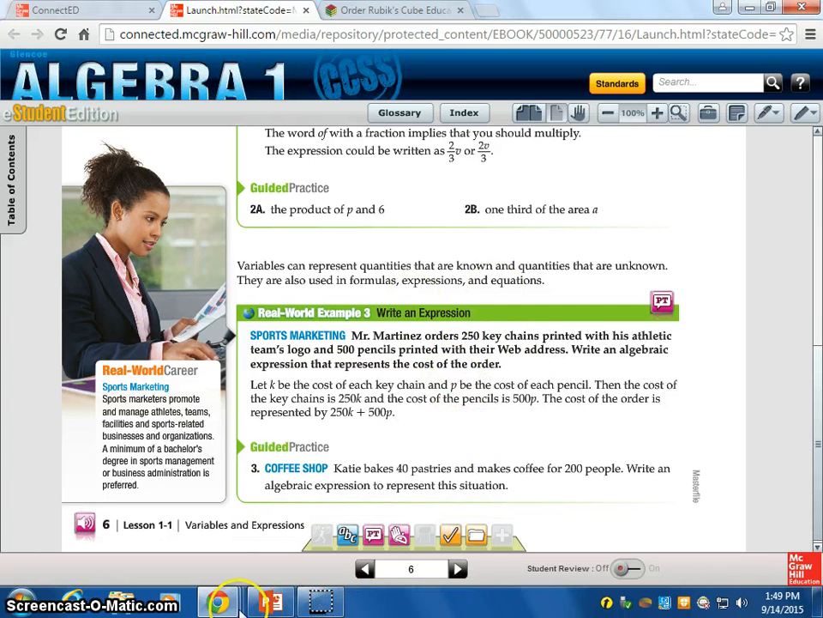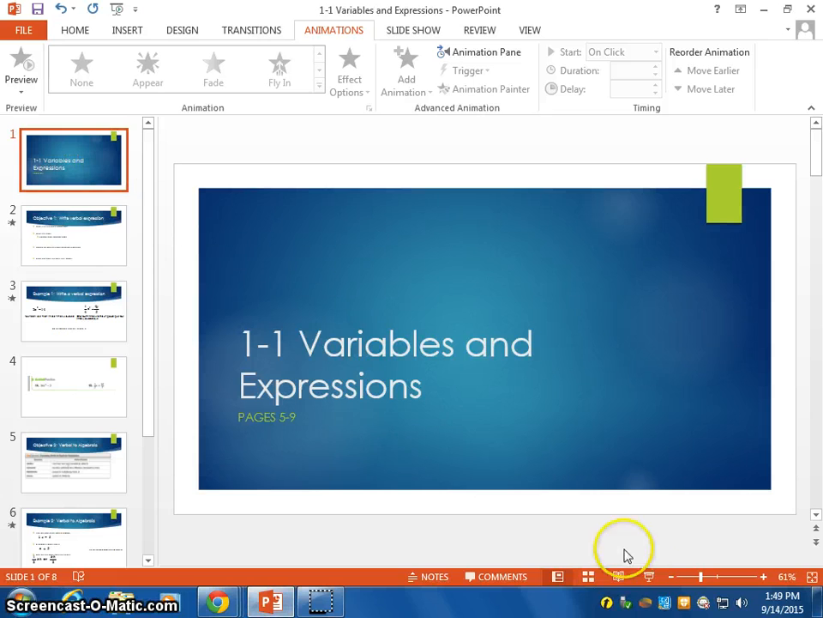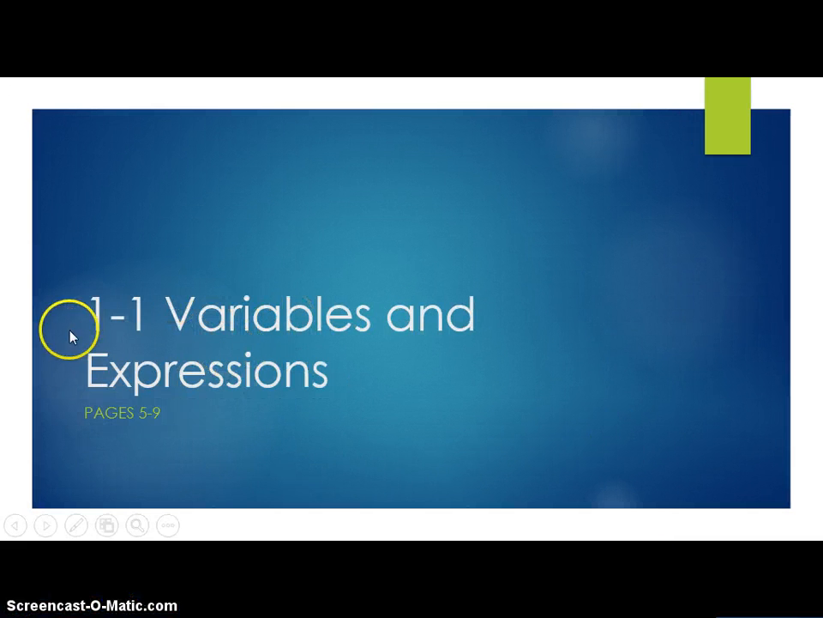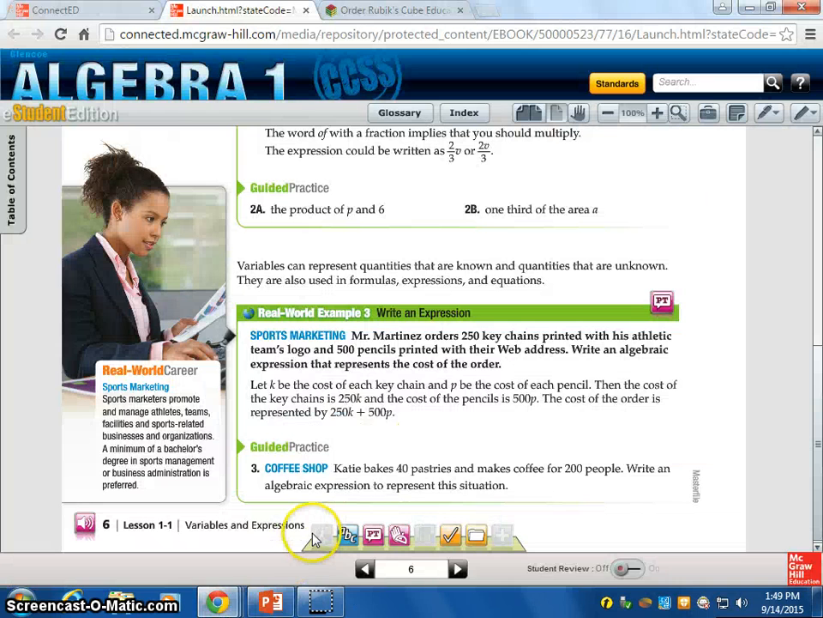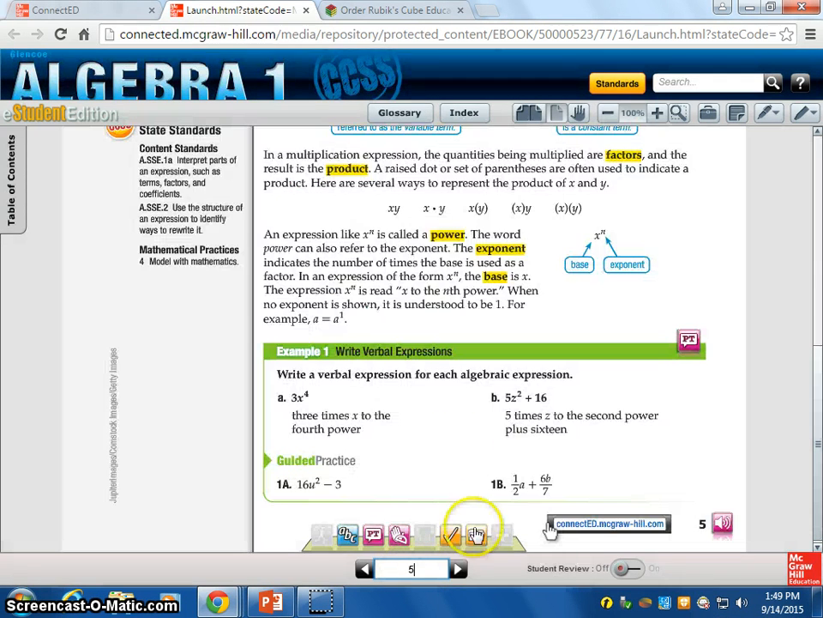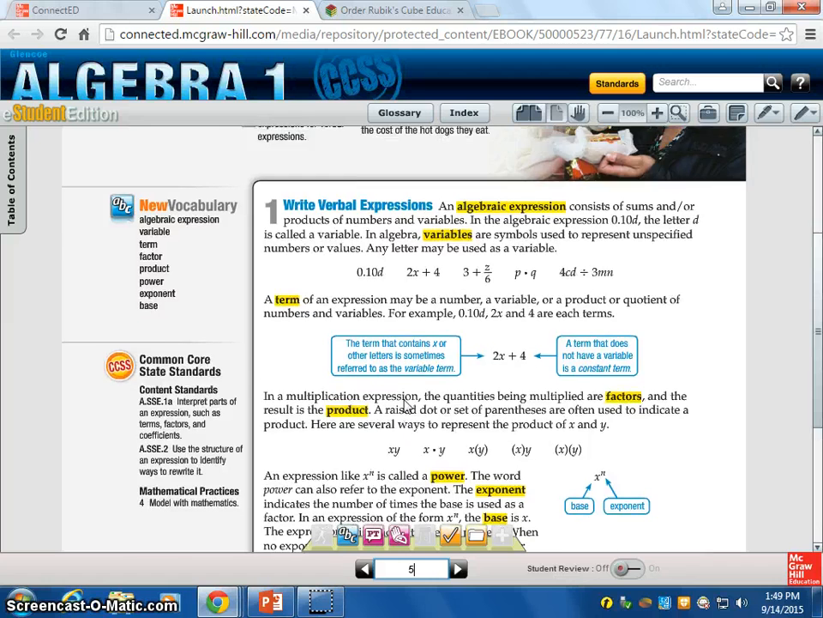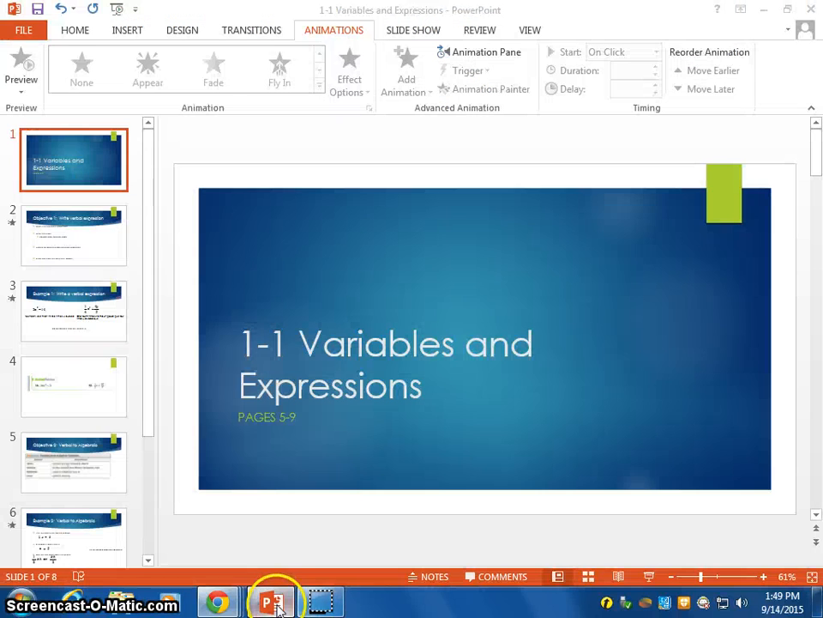So let's get started on the lesson today. Again, it's Chapter 1, Section 1, Variables and Expressions. You'll find this on pages 5 through 9 of your book. If you're using your online version at home, that's fine. Or if you brought your book home, you'll know where to look. And just really quickly, if you enter in the page number and hit enter, that will take you right to where you want to start. Now we can get started.